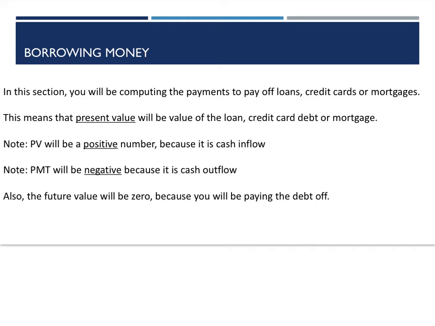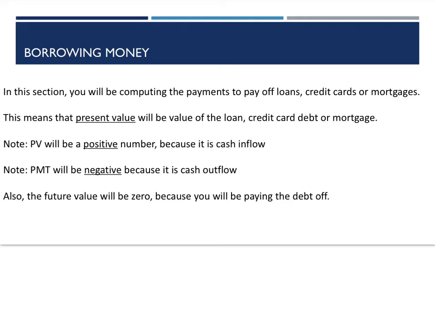Mostly in this section, we're going to be doing the same thing we did in the previous section. We're going to be using our time value of money application. At this time, we're going to be figuring out what the payment we would need to make for various loans would be. That means some of our numbers are going to change in how we view them.